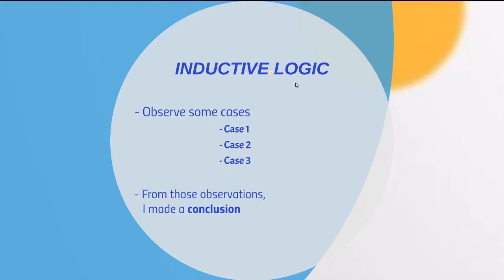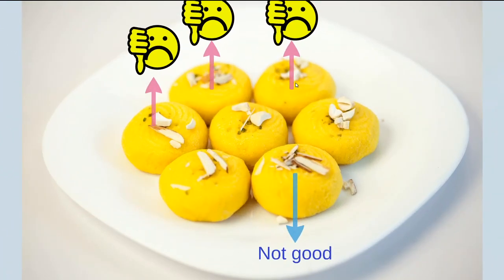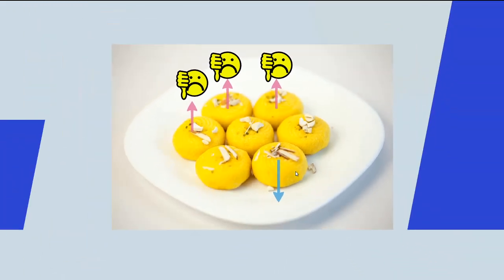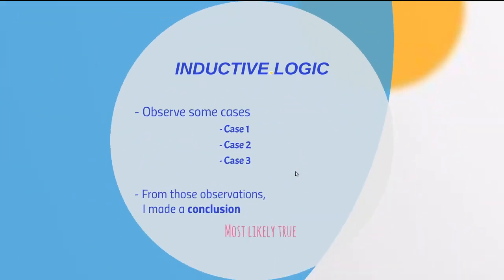Now, is this always true? Not necessarily, because there could have been that magical sweet which could have been good. We don't know. But most probably in our life also, when we buy things, we apply the same logic. So most likely it is true, because if you tried one, it is bad. Second case you tried, it is bad. Third case you tried, it is bad. So most likely, everything is bad.